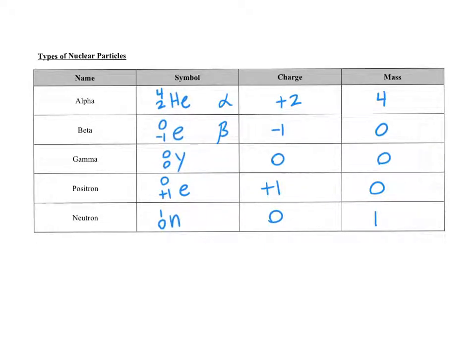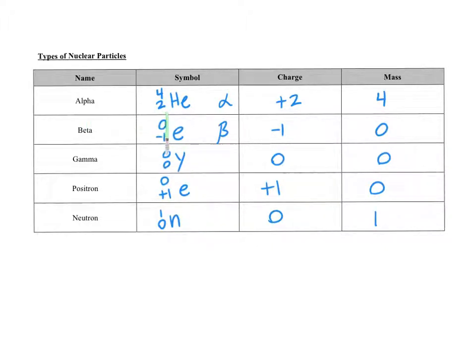So the first thing that you need to know in order to write a nuclear equation is the nuclear particles, the symbols, the charge, and the mass. There's more particles than are listed here, but these are the 5 that you have to know. The first one is alpha. An alpha particle can sometimes have a little alpha Greek letter symbol, but in equations you want to use this symbol just because of the mass and the atomic number that you're going to need.